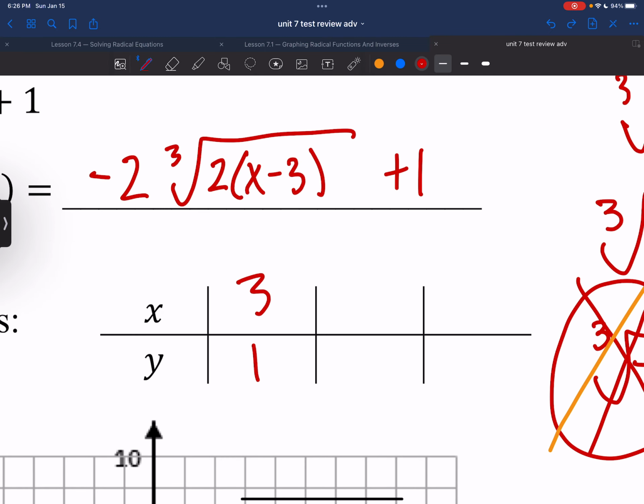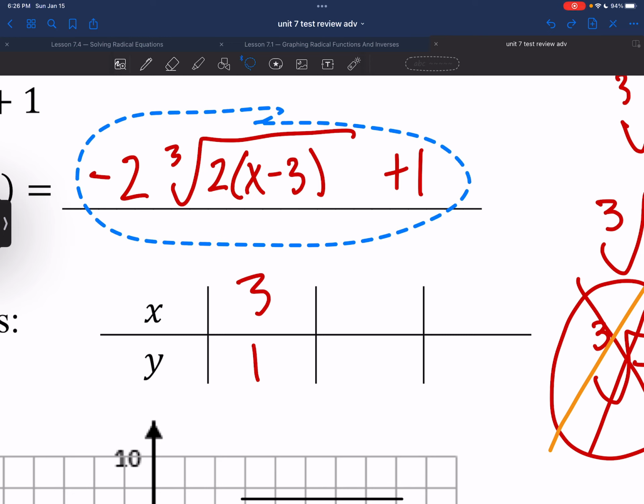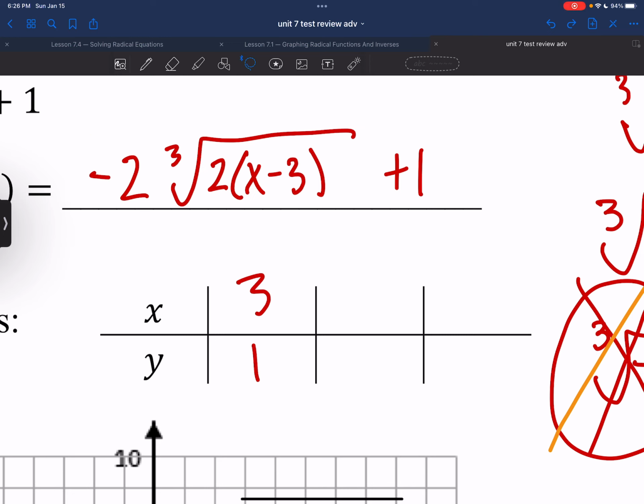Let's take a look at this guy. We've got to think about this. I don't want the lasso tool. Well, we've tried x is 3, which makes it go to 0. I don't want to do 4. That is a silly idea, because 4 minus 3 is 1, 2 times 1 is 2, and I can't take the cube root of 2. I would like to take the cube root of 1, but I will only get that if I plug in something fractional for x, which I can't do.